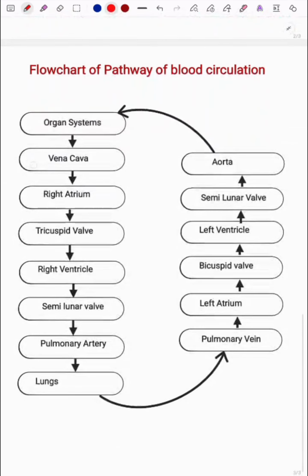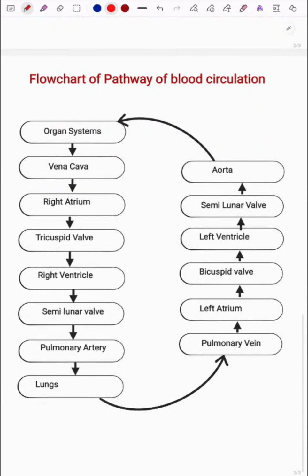And the last part, have a look at the flow chart. The flow chart shows how it starts from the organ system, goes to the heart, goes to the lungs, and then back to the heart and ultimately the organ system, and that cycle goes on until a human or any animal is alive. So I hope it's clear. Remember all the terms, remember the flow chart of the pathway of blood circulation, and it would be much easier for you in the exam. Thank you.